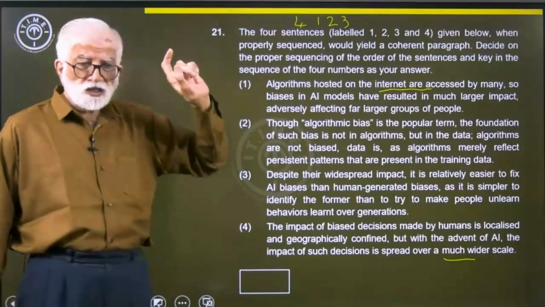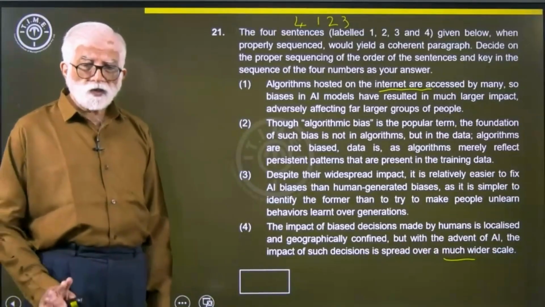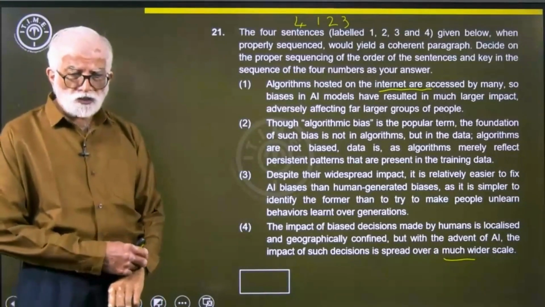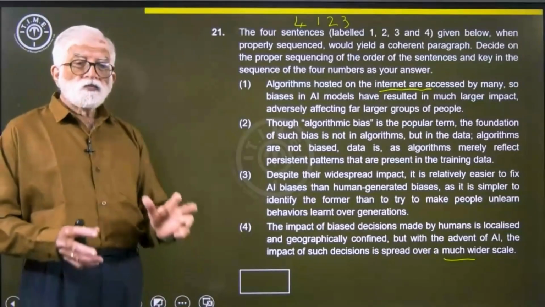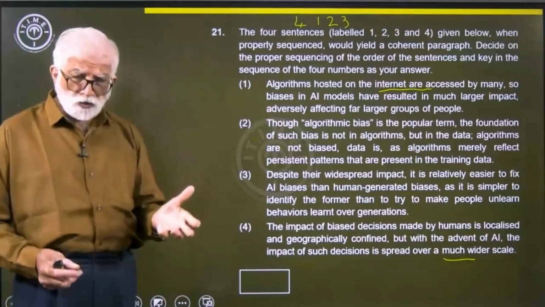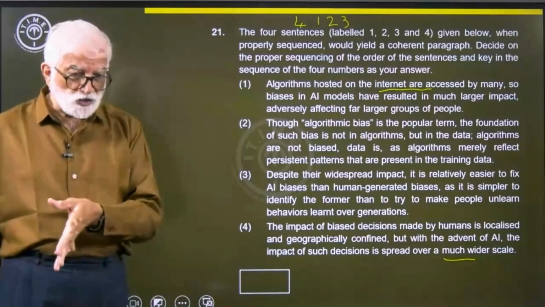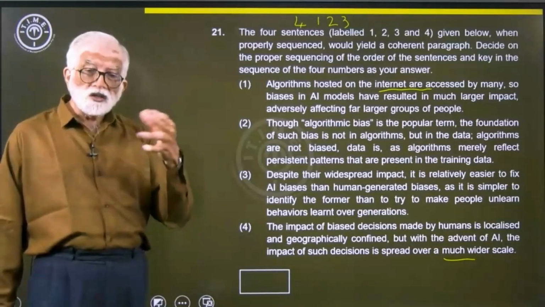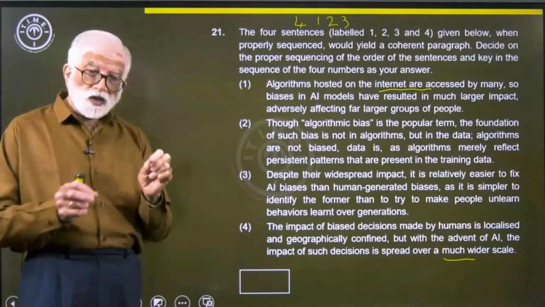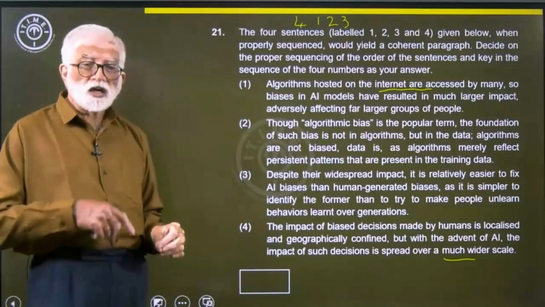Okay, now let's read that in sequence. So the impact of biased decisions made by humans is localized and geographically confined because we have to depend on interaction with each other. But with the advent of AI, the impact of such decisions spreads over a much larger scale. Algorithms hosted on the internet are accessed by many. So biases in AI models have resulted in a much larger impact.